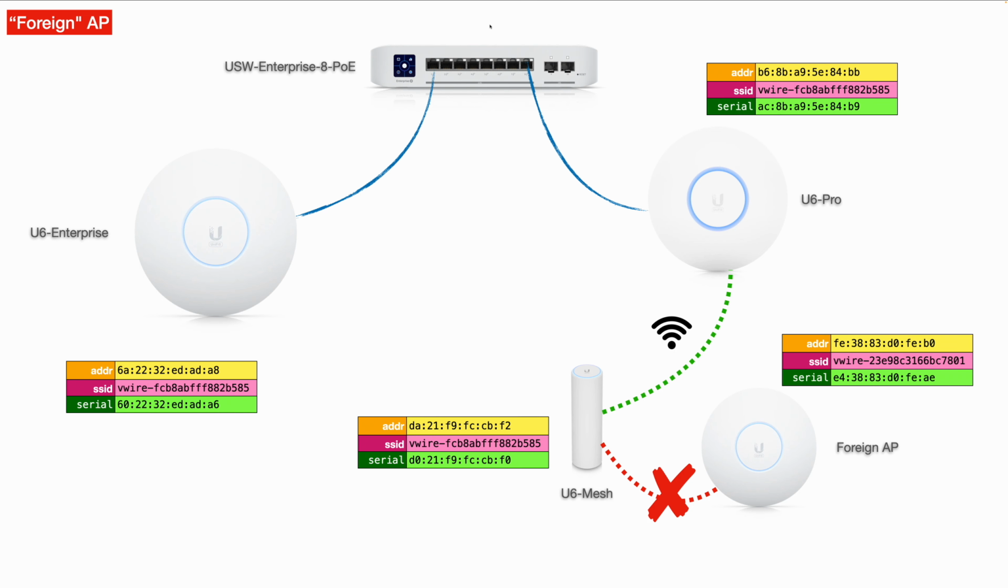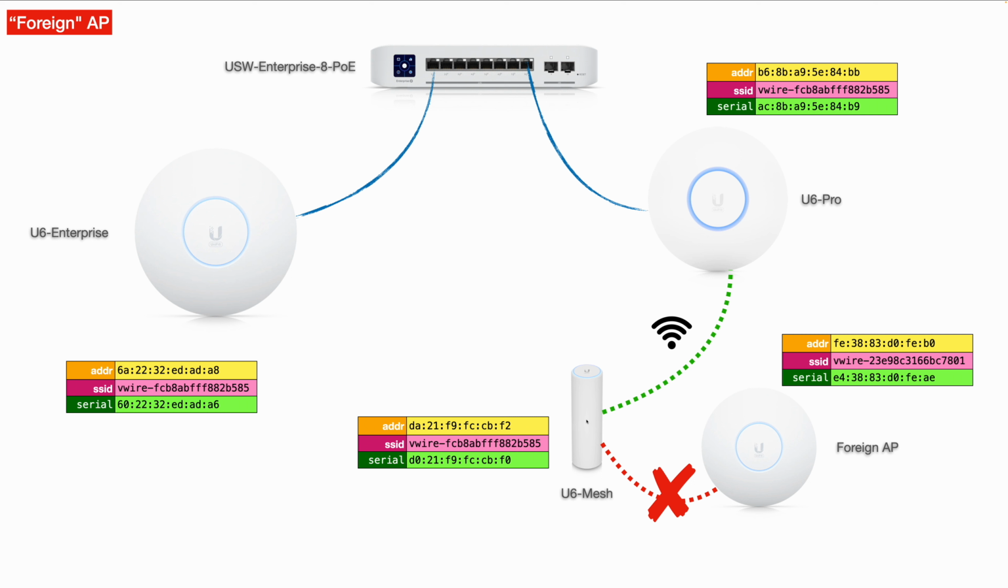Let's move on to the next scenario. This should be a very short one. I have the exact same configurations in the lab environment, but I move this U6 mesh even closer to one of my home network's APs. Even though they are all UniFi access points, this particular one is not in this UniFi network.